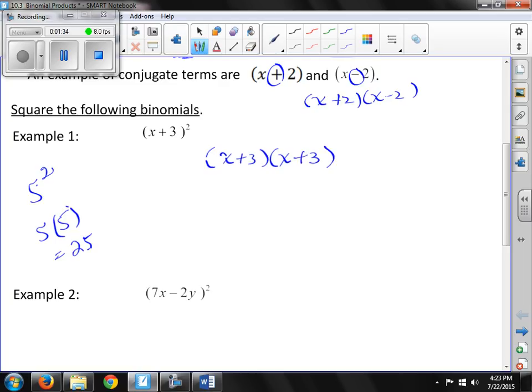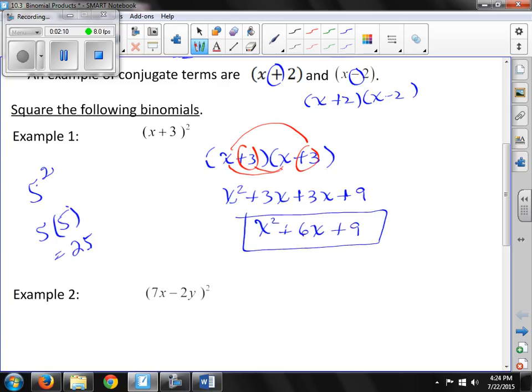So now I can use the FOIL method. I'm going to have the first, x times x is x squared, and then I'll have the outside, x times 3 makes plus 3x, and then I'll multiply the inside terms together. 3 times x makes 3x. And then I'll multiply the last terms together. Positive 3 times positive 3 makes positive 9. And then I will have x squared plus 3x, and 3x is 6x plus 9. Squaring a binomial.